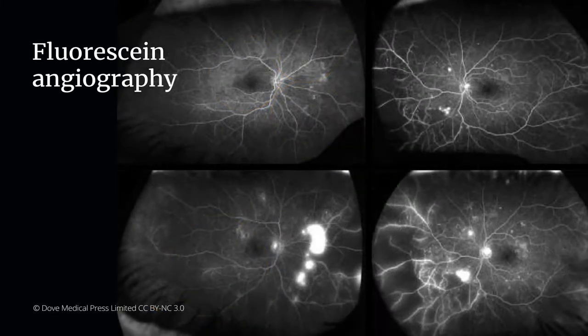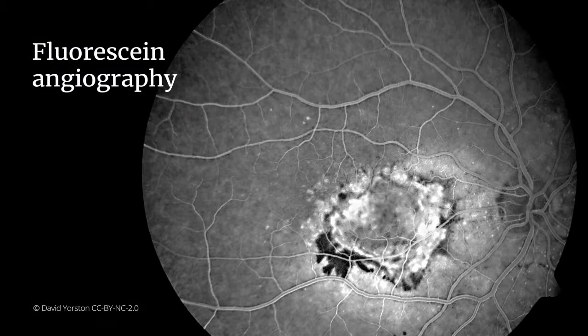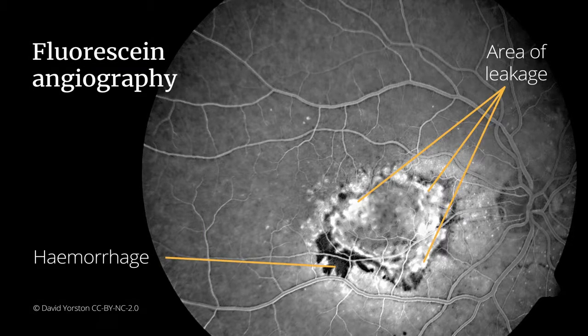Peripheral ischemia may have a role in driving macular edema, and ultra-wide-field FA has been found to improve detection of peripheral ischemia by 3.9 times. Finally, in diabetic macular edema, FA can identify areas of blockages in the capillary blood flow that may help explain visual loss and areas of leakage that would benefit from focal laser.